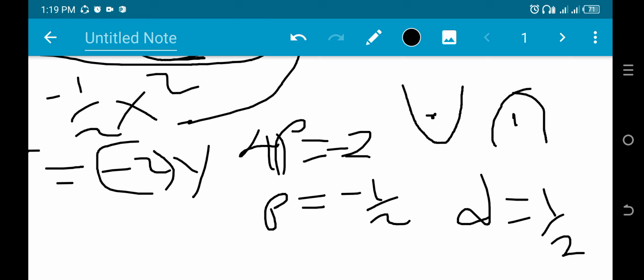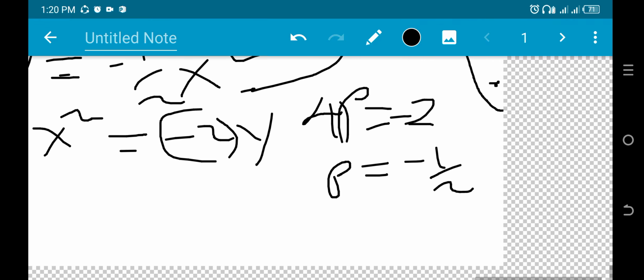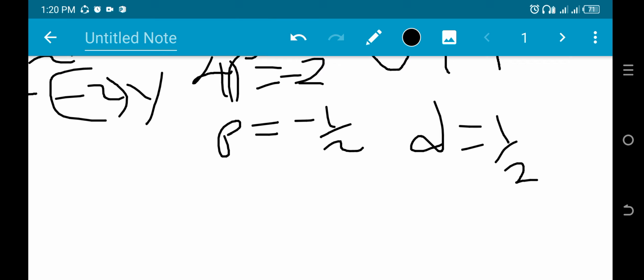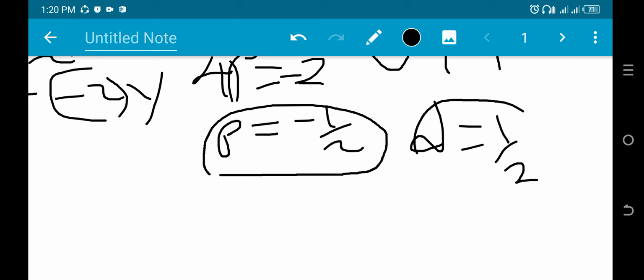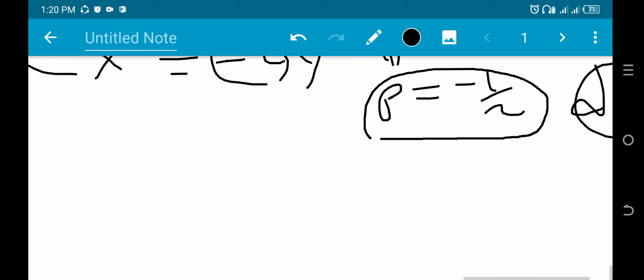So your focus will determine where your parabola is facing. Is it facing on top or on the bottom, or is it facing on the left side or the right side? Again, there is another thing which I'll need to explain. Here we have identified that our focus is negative half, then our directrix is half. Now we have to identify where our parabola will be facing.